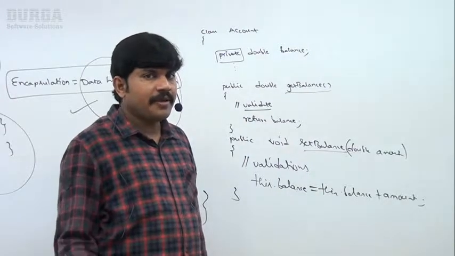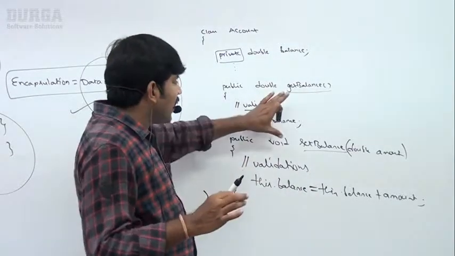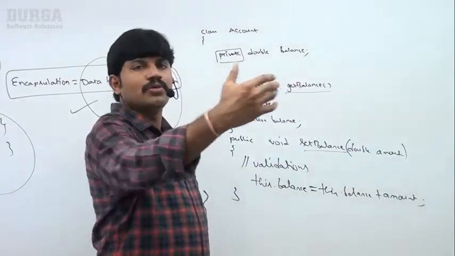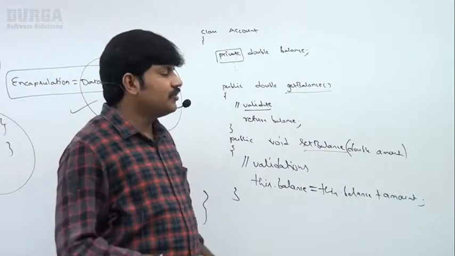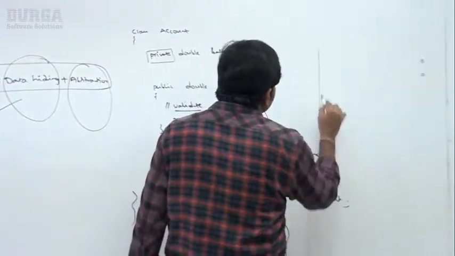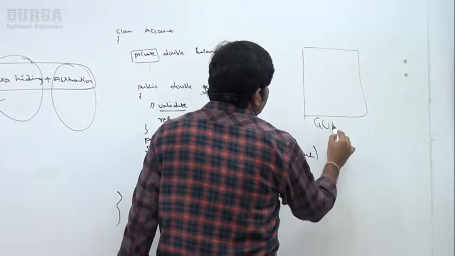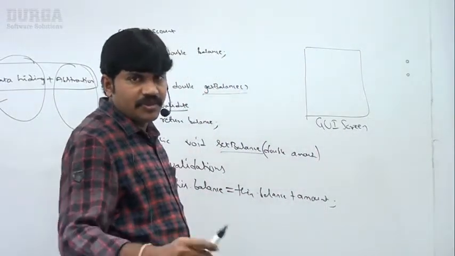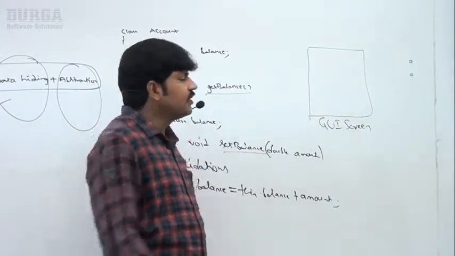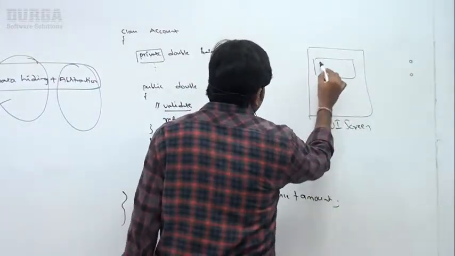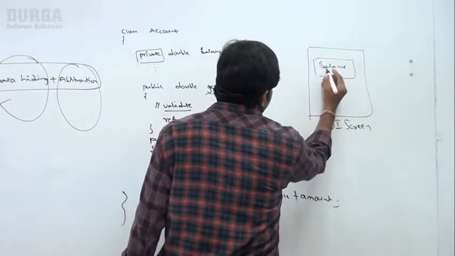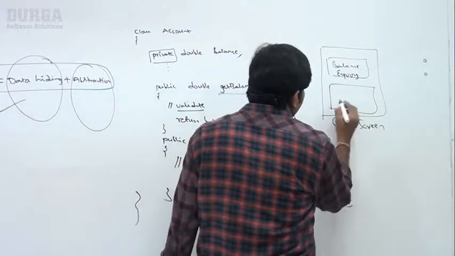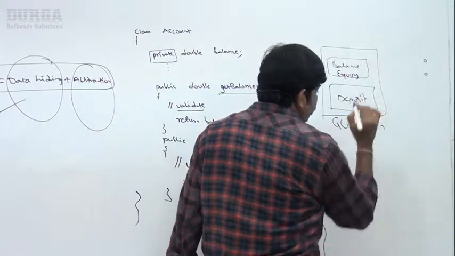Remember that. Okay. So I am never going to expose this get balance, set balance functionality directly to an outside person. What I will do is provide one GUI screen to the end user, maybe JSP based or AWT Swing based, some GUI screen. In that there is a balance inquiry button, and there is another button, deposit, something like that.